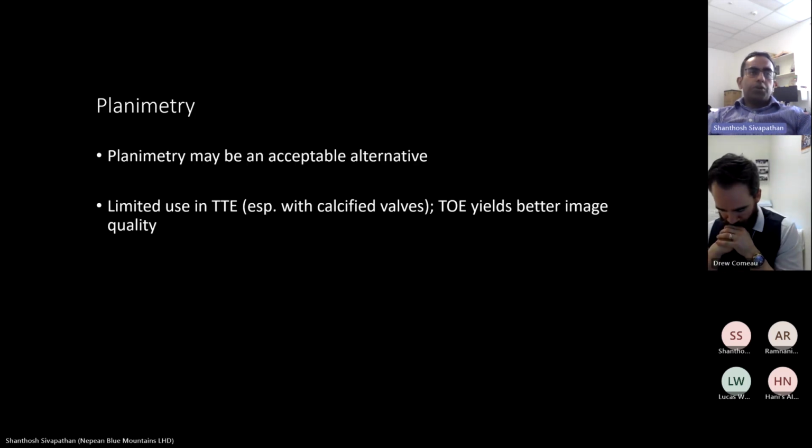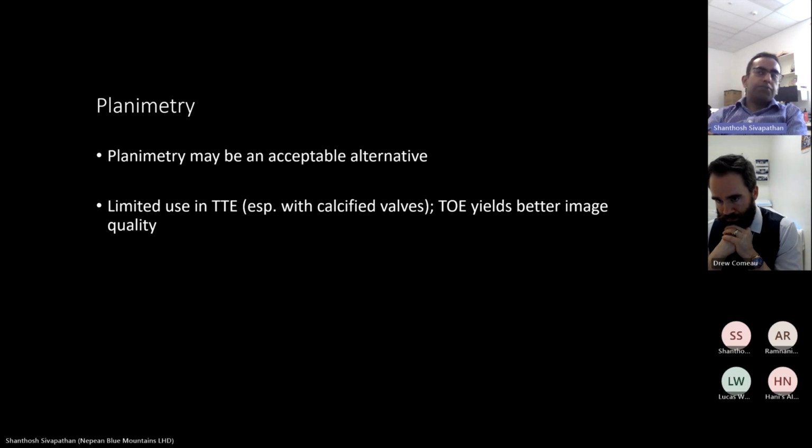We sometimes can also use planimetry to try and figure out what the actual area is. The problem is that it's not as accurate, particularly when you do the TTE or transthoracic, because it really depends on the plane that you take that measurement. And particularly if it's very calcified, which in severe cases the valve most of the time is, the accuracy of this planimetry is questionable. It is better with TOE imaging, and you can do that.